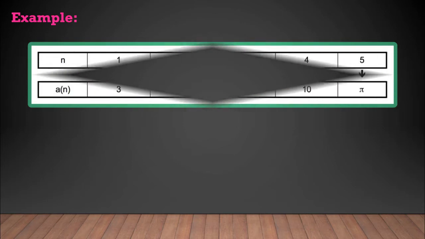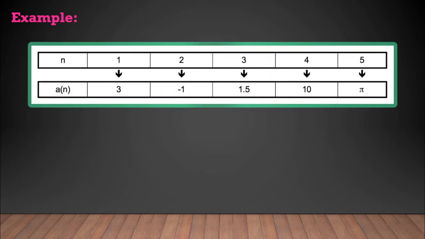Now let's look at this example. Here, the value of n is from 1 to 5, as you can see in this first row. That means that there are 5 terms. Okay? And then you have a of n in the second row. This is read as a of n. So when n is 1, your a of n is 3.